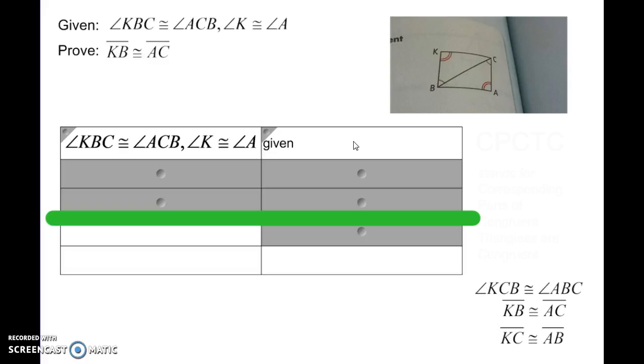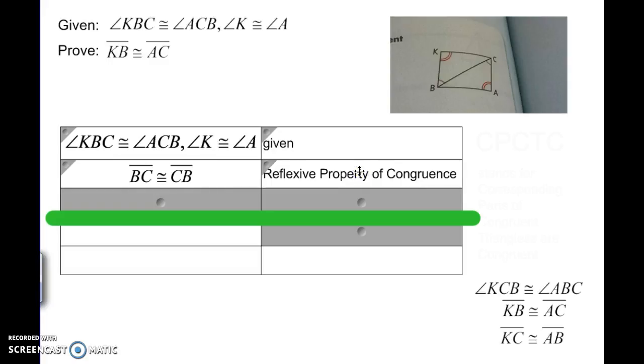I am no longer looking for an angle, because if I had three angles, that would be angle, angle, angle, and that is not a valid way to prove triangles congruent. So we are looking for a side. When I look at my picture, I notice that BC is in both the top triangle and the bottom triangle. So BC is congruent to CB because it's reflexive.